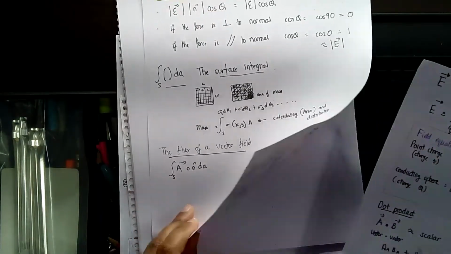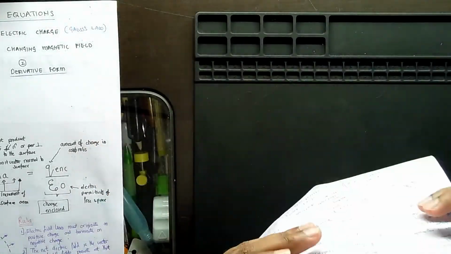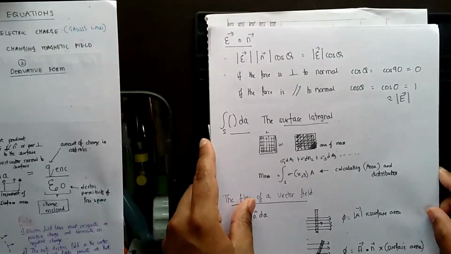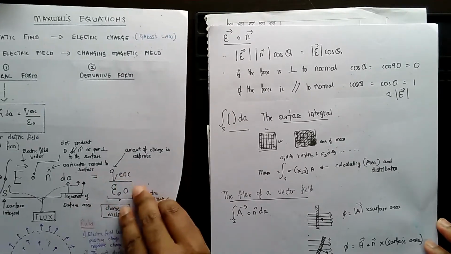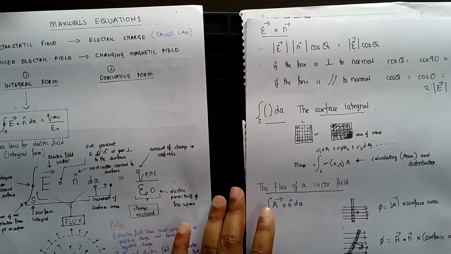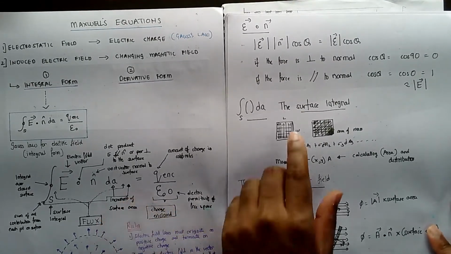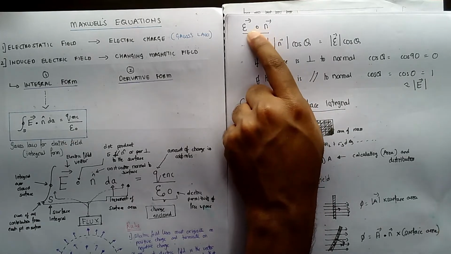So I'm just going to leave this over here because this is an important sheet. And we focus on this as well because I'm constantly going to refer to these equations as we try to break it down one step at a time. All right. So this is what the E dot N is going to do.